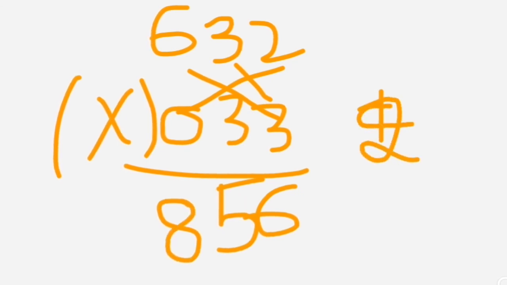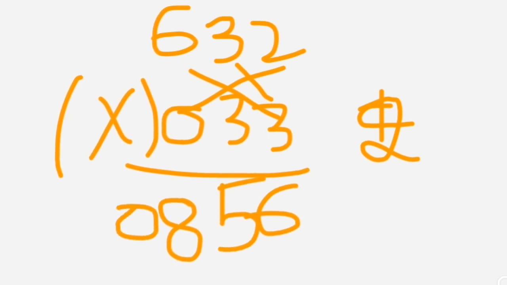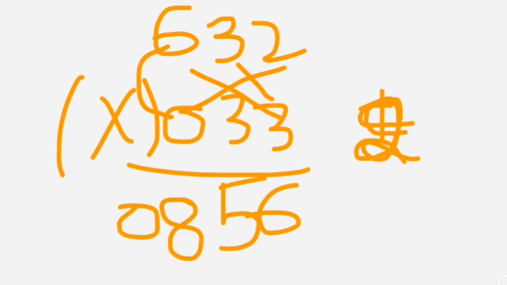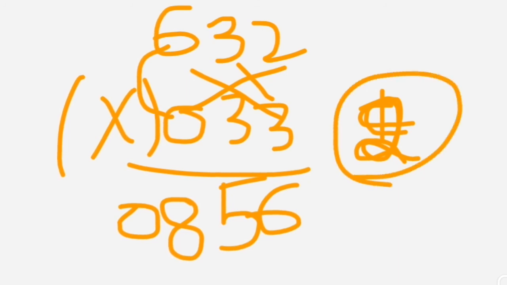The fourth step would be 3 into 0, 0. So 6 into 3, 18. 18 plus 2, 20. So we are writing 0 here, and 2 again carry out to the next number. So 6 zeros are 0. And next we have to add this 2.